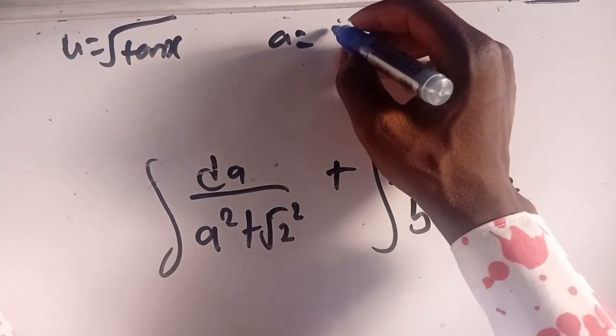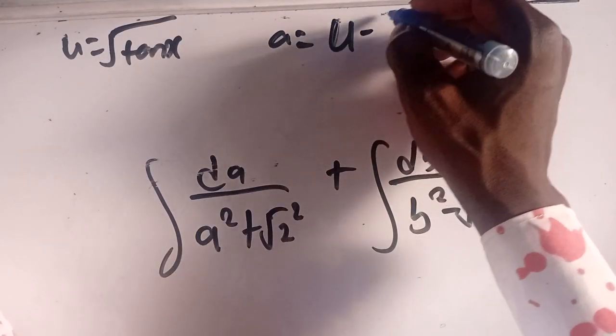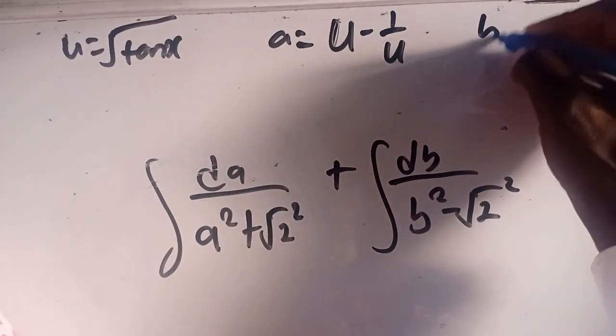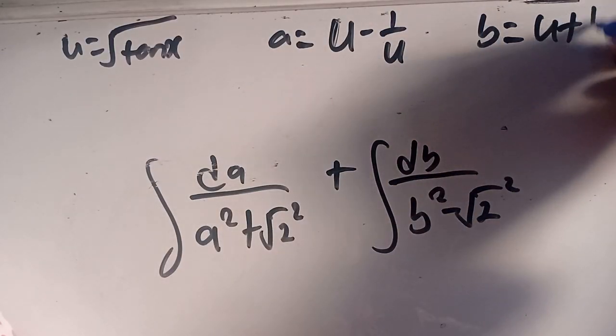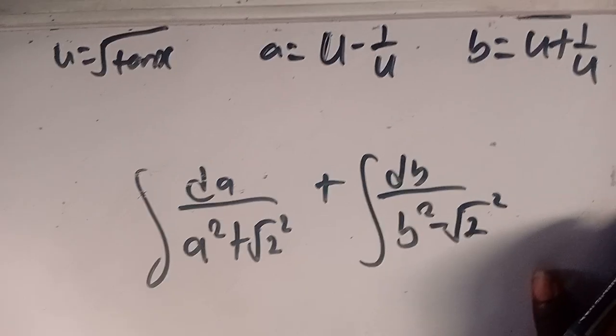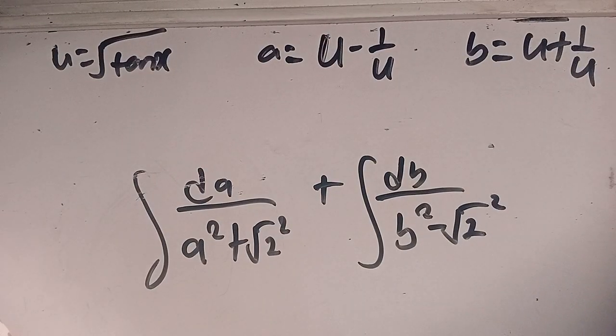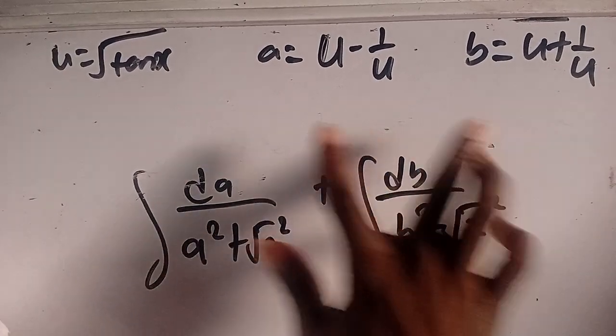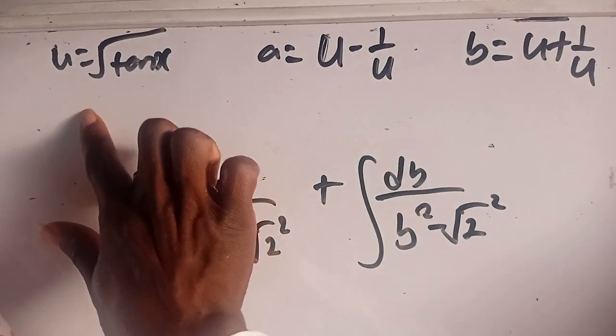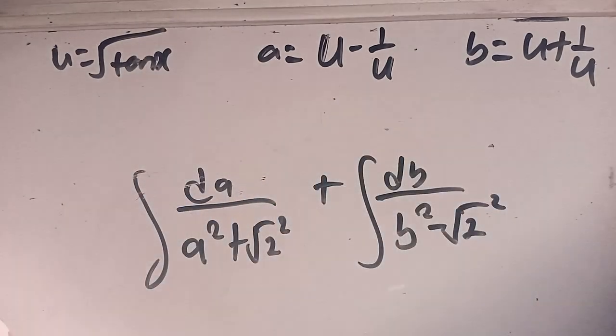u minus 1 over u, and let B be u plus 1 over u. Is that what we called it earlier? Yeah, I think it should be. So don't forget all these things that we said let. This is from the beginning, the earlier substitution.